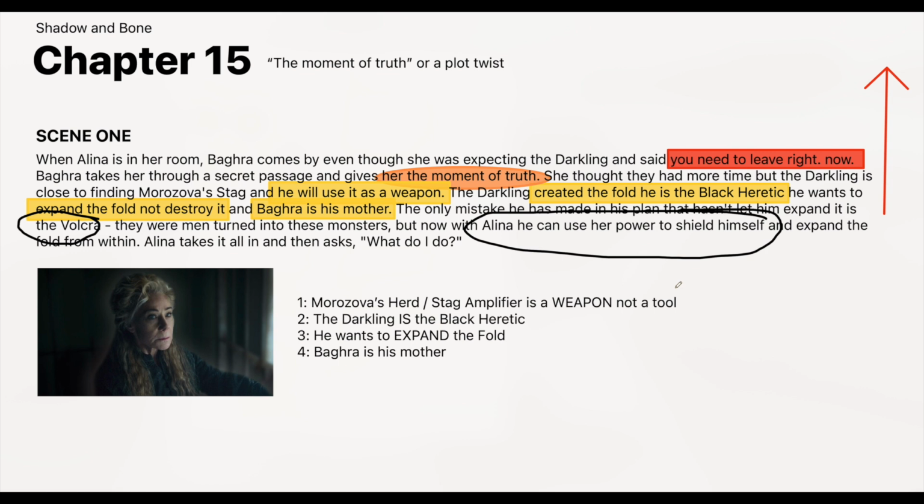So Alina takes all of this in, and this is usually a turning point. Alina makes a decision. Is she going to believe Baghra, or go with the previous beliefs that she had? Well, she's going to go with Baghra, and she's going to say, okay, what do I do?